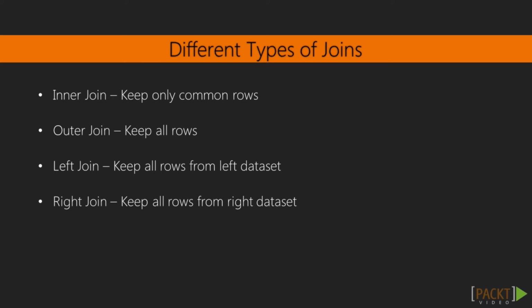So, what about different types of joins? Inner join, where we keep only common rows. Outer join, where we will have all the rows from both the datasets in the output. Left join keeps all rows from the left dataset. And finally, right join keeps all rows from the right dataset.